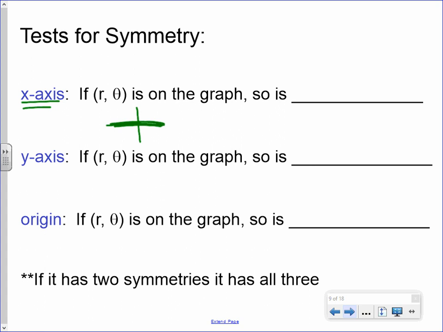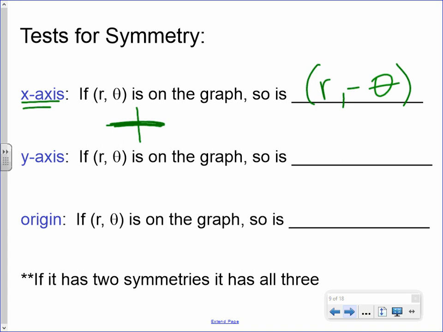Negative r. Not quite. R, negative theta, or negative r. You're right, r, negative theta. If you think about rotating here versus rotating that negative same direction.